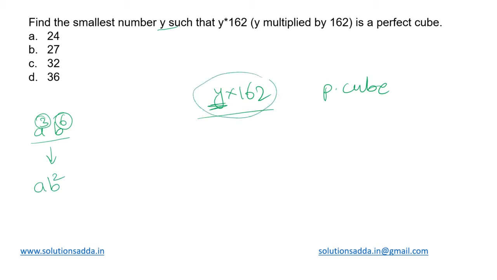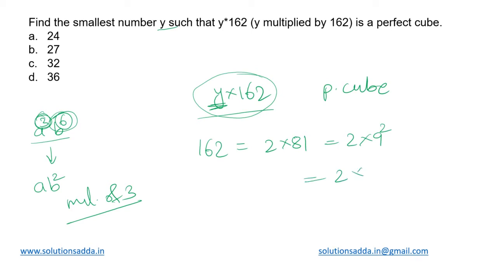Hence, in this particular number also, we shall find all the factors and make sure that the powers of all the factors are multiples of 3. Then only it will be a perfect cube. So we can find the factors of 162 as 2 into 81 or 2 into 9 square or 2 into 3 raised to 4. This is the prime factorization of 162. So for y into 162, that will become y into 2 raised to 1 into 3 raised to 4.